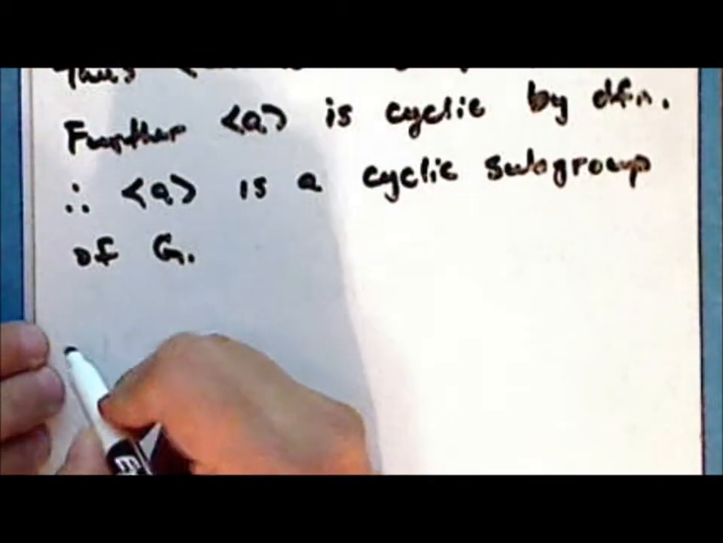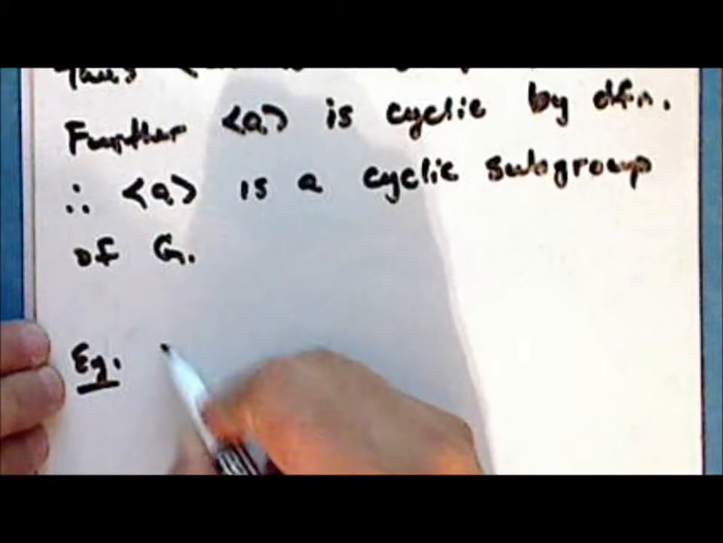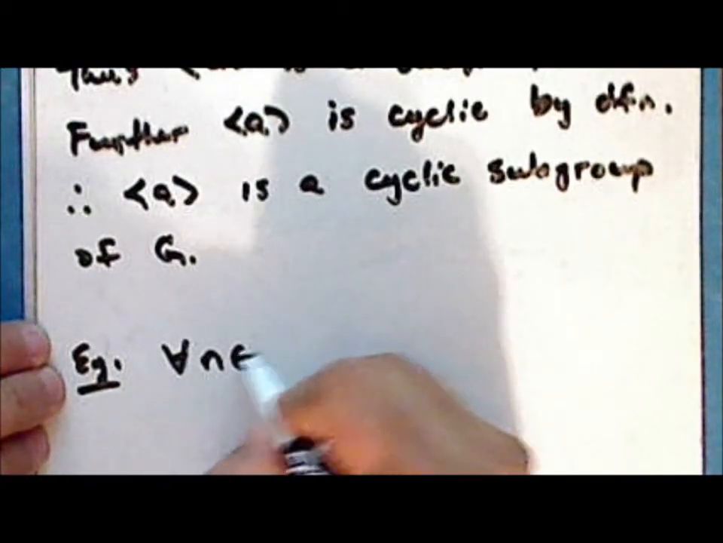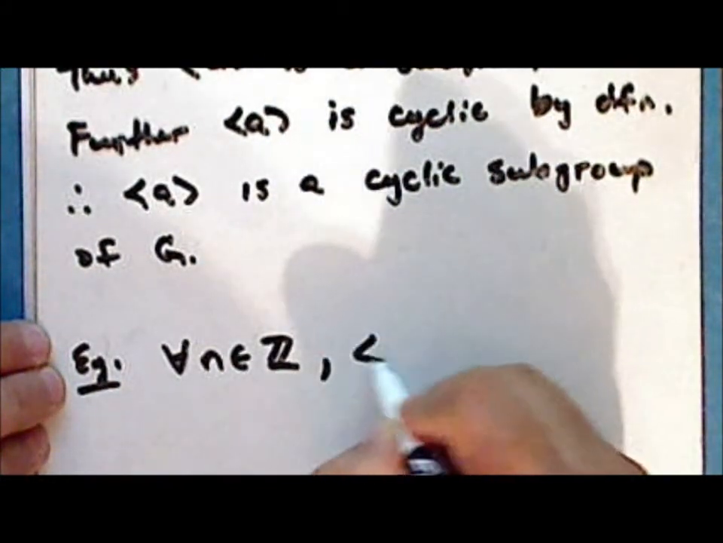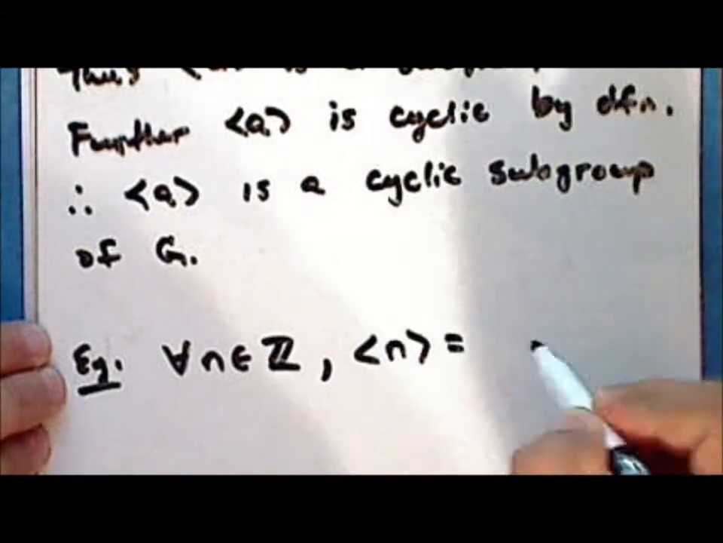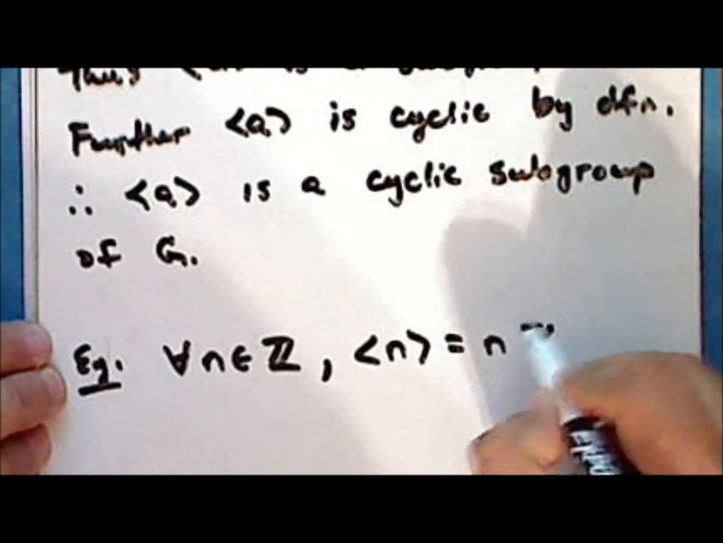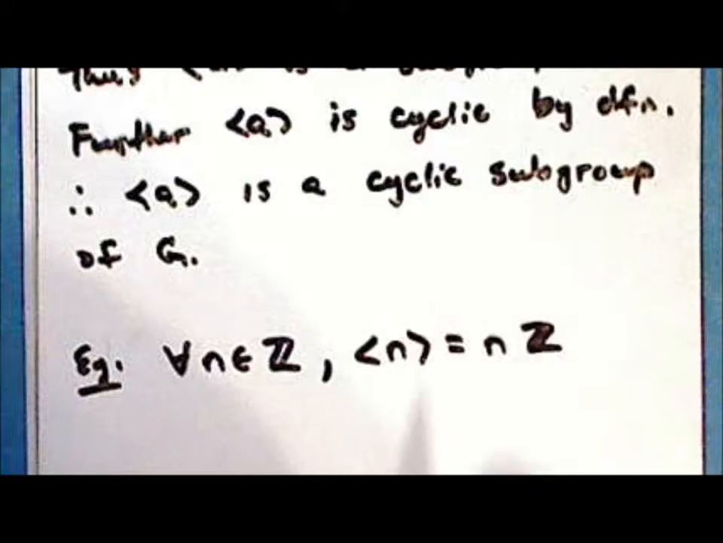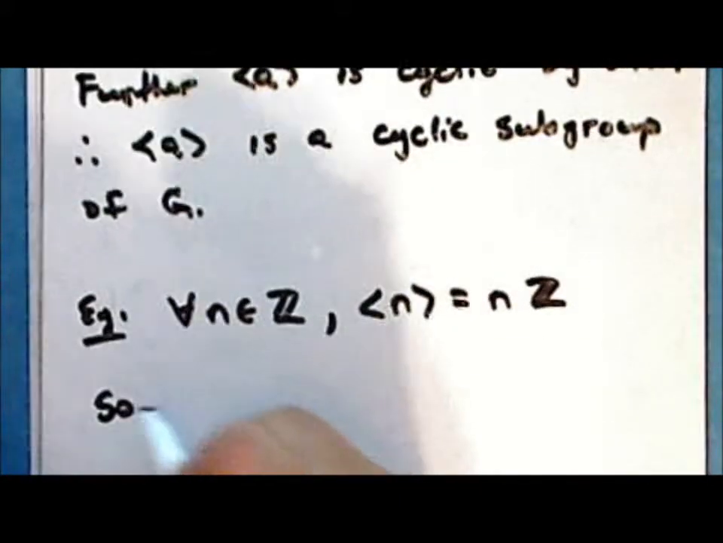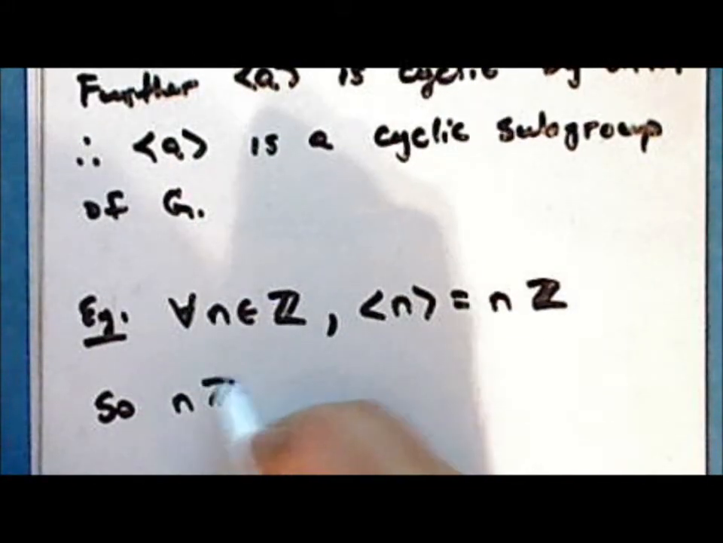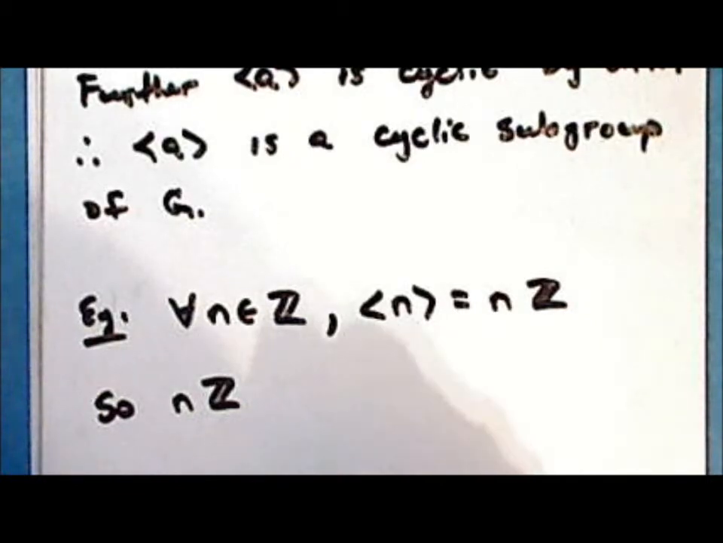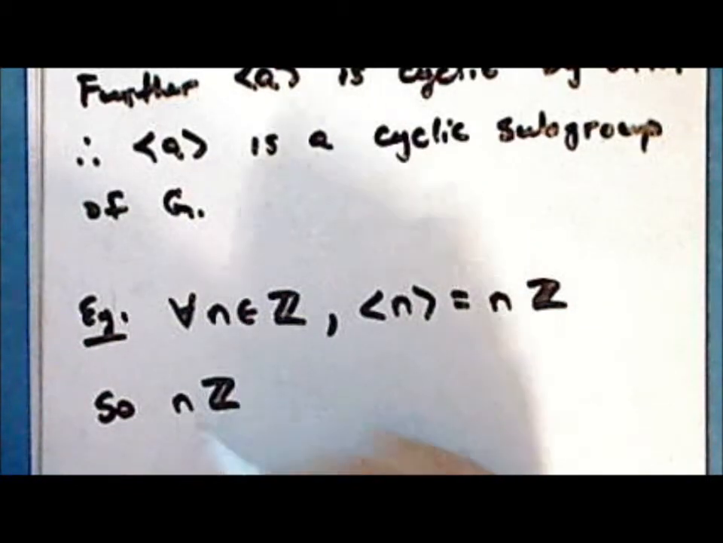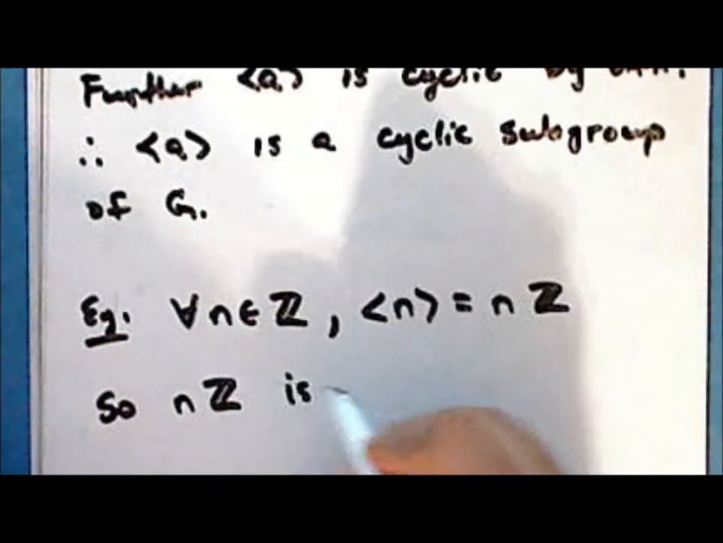So let's look at an example. For every integer n, the group generated by n is simply the group of integer multiples of that integer n. And so the set of integer multiples of the integer n is a cyclic subgroup of the integers.